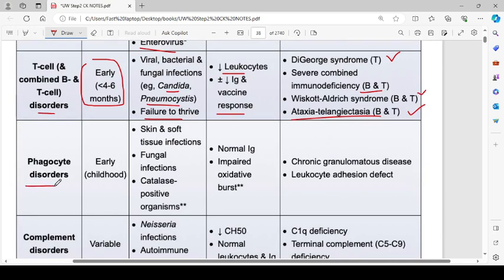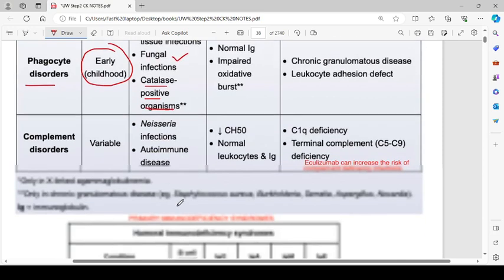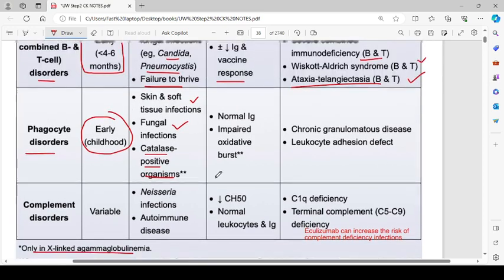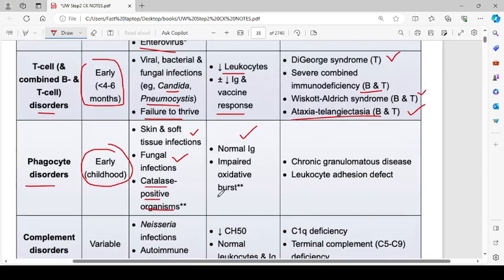Then we have phagocyte disorders. They present in early childhood. Skin and soft tissue infections will be more prominent. Fungal infections will be there, and catalase positive organisms will cause this only in chronic granulomatous disease, and these organisms are Staphylococcus aureus, Burkholderia, Serratia, Aspergillus, and Nocardia. Normal IgG, impaired oxidative burst, and these two things, catalase positive organism infection and oxidative burst, are seen only in chronic granulomatous disease. There is another disorder called LAD. In this, the child or patient has apparent neutrophilia, but the neutrophils cannot migrate to the site of infection.